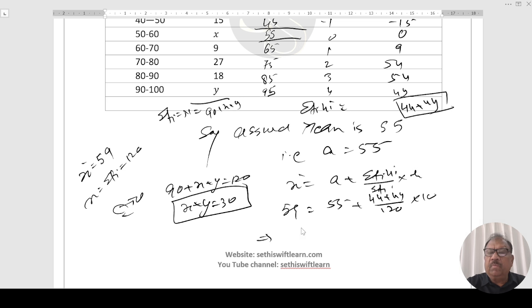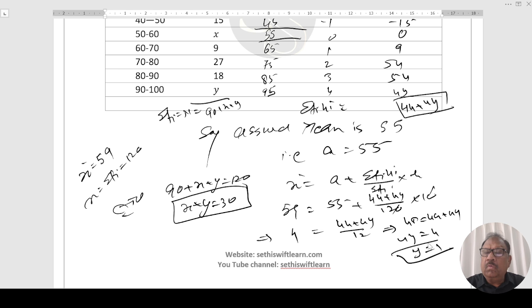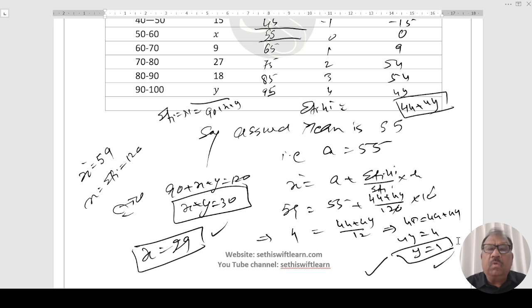On simplification, 4 equal to 44 plus 4y upon 12. This comes out to be 48 equal to 44 plus 4y. That is 4y equal to 4, y equal to 1. Y equal to 1 is the answer and x equal to 29. These are the answers: x equal to 29, y equal to 1.